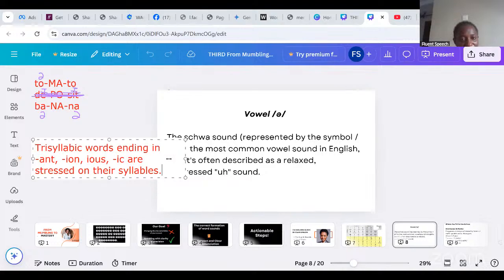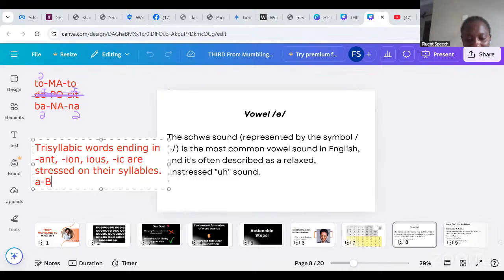So take, for example, the word abandoned. Abandoned. I'm stressing the second syllable. So the vowels in the first and the last syllables are articulated as a schwa. Abundant, not abundant. So we should not say abundant. We should say abundant.